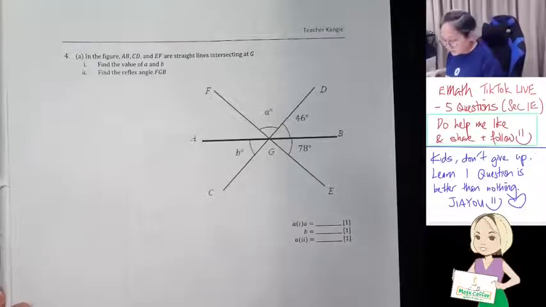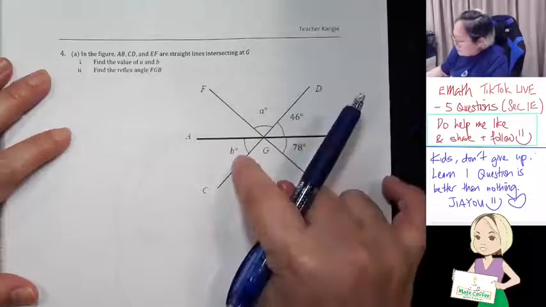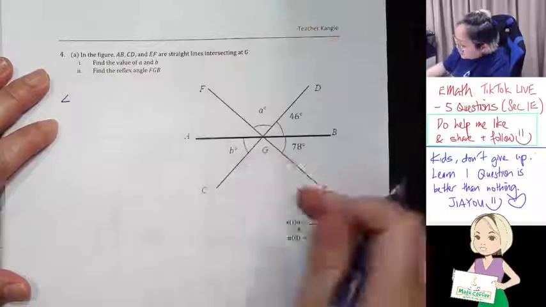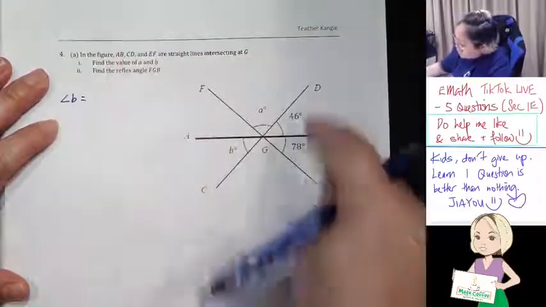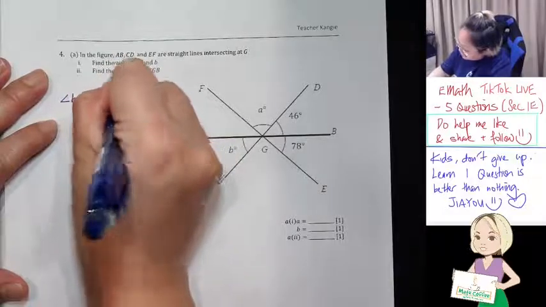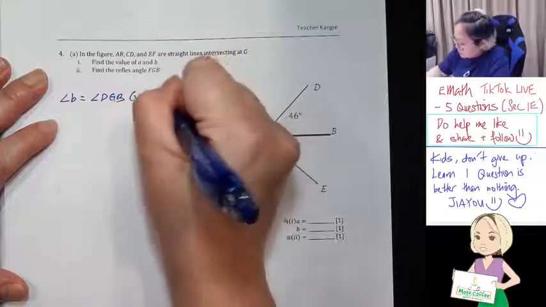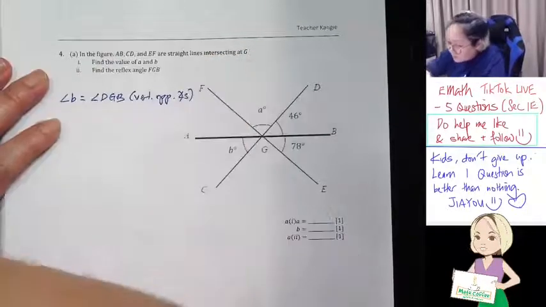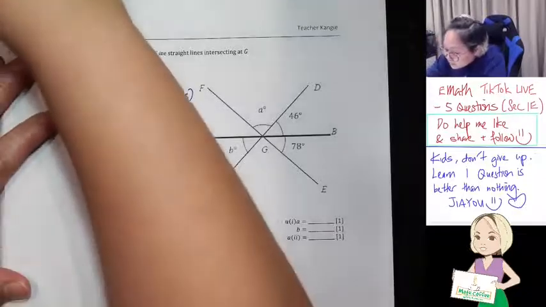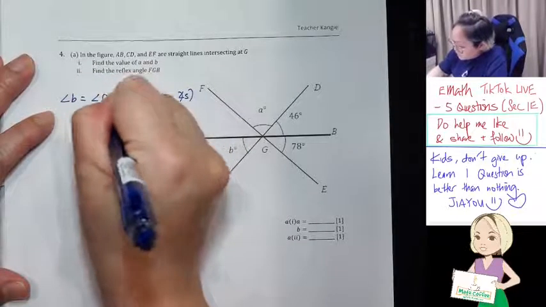Okay, angles. So let's see. So just now somebody already showed that B is 46, right? So again, you must explain why. So you have to say angle B is equal to angle DGB. Okay, and why is that so? It's because they are vertically opposite angles, which is equal to 46 degrees. Done.